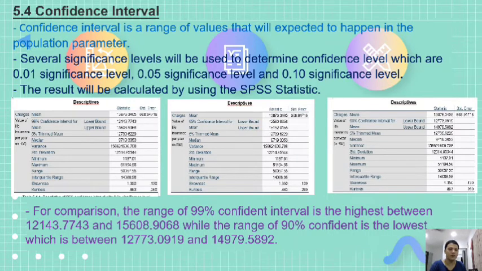As for comparison, the 99% confidence interval has the highest range, with the lower bound of 12143.7743 and the upper bound of 15608.908, while the 90% confidence interval has the lowest range, with the lower bound of 12773.0919 and the upper bound of 14979.5892.